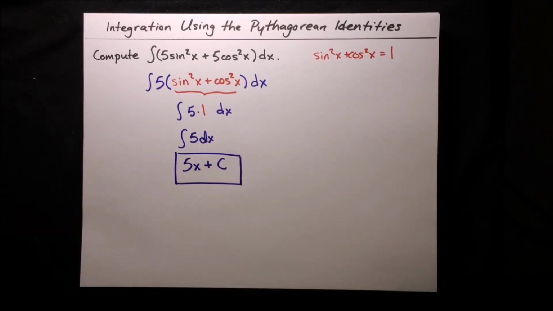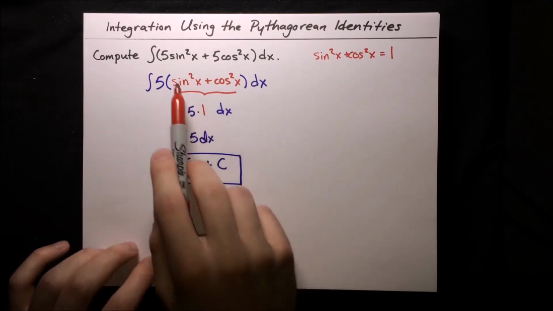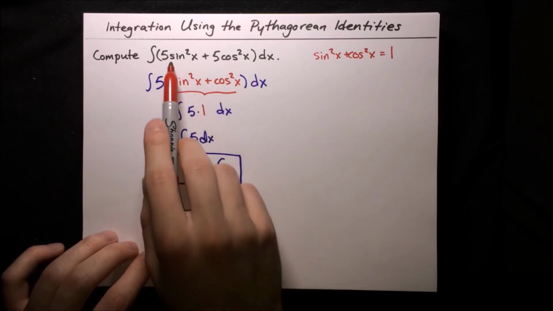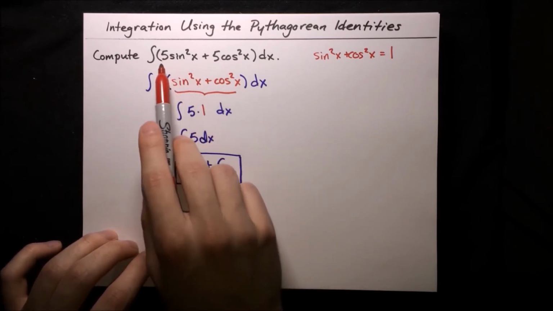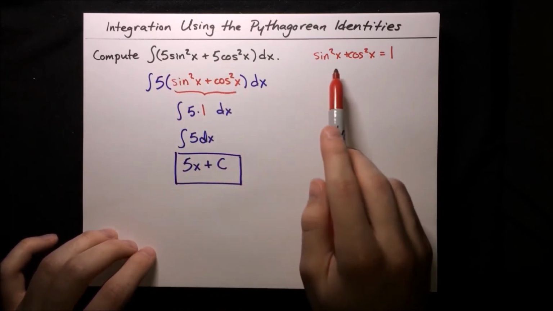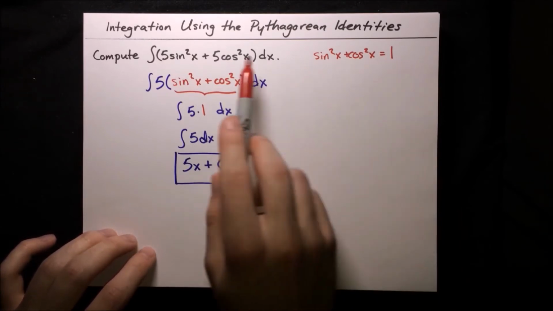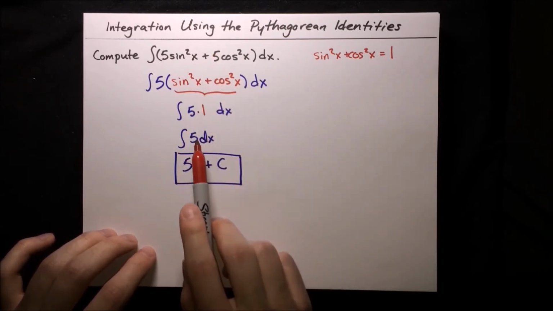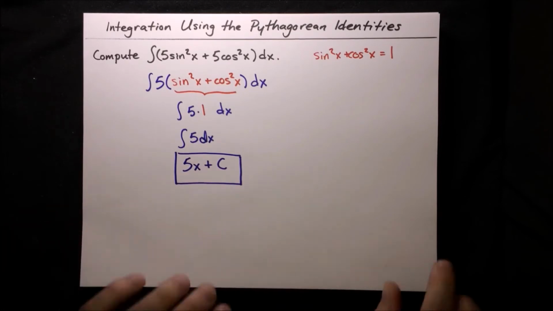So this is going to be our general strategy when we've got some trig functions in the integral and it doesn't seem easy to integrate them one by one. We're just going to look for some trig identities that we can use to simplify the integral into something that is easier to integrate.